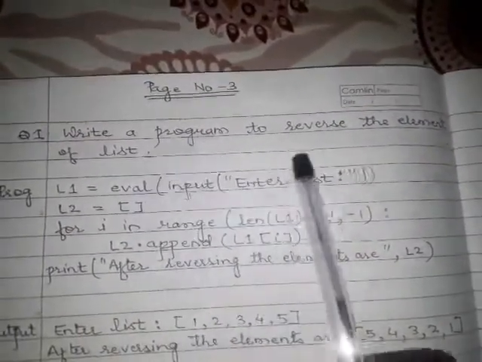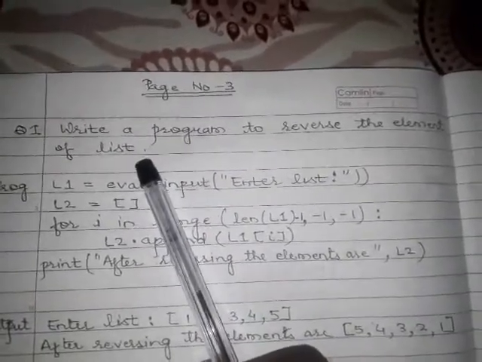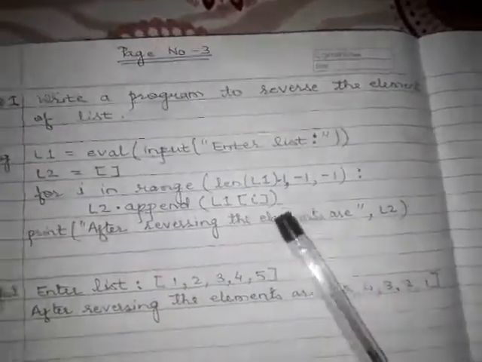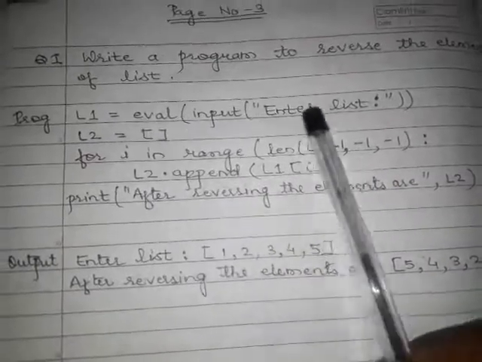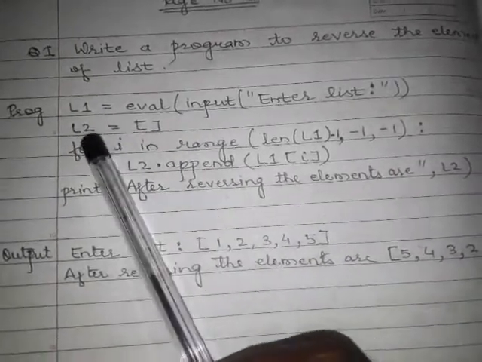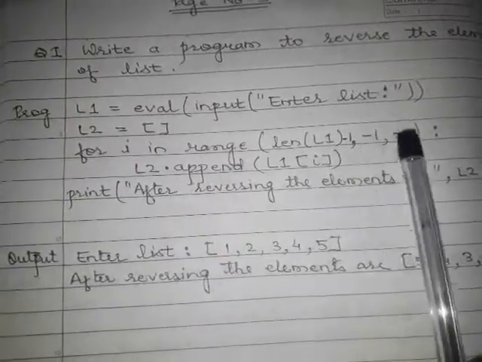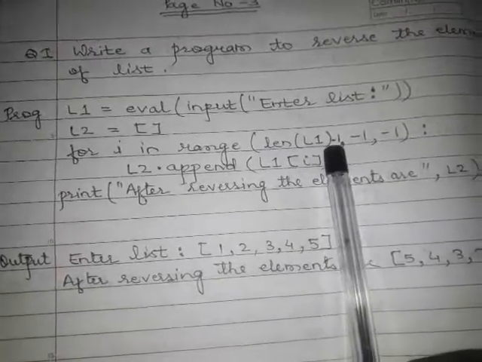Okay, now our next program is to write a program to reverse the elements of the list. Reverse means the last element will start from the first position, and it will be like this. So again we read the list and we take an empty list L2. Then again, this is the important logic: for I in range, length of L1 minus 1.